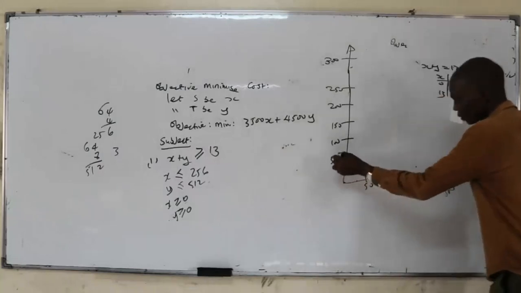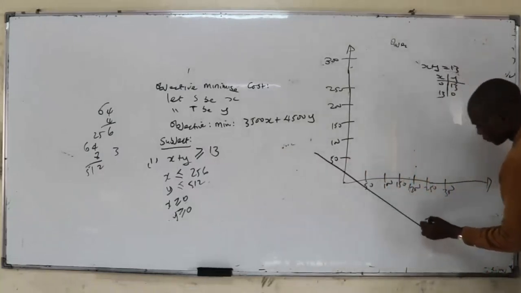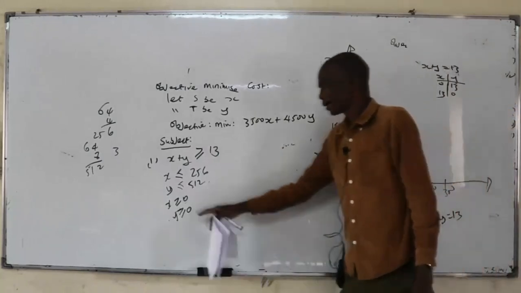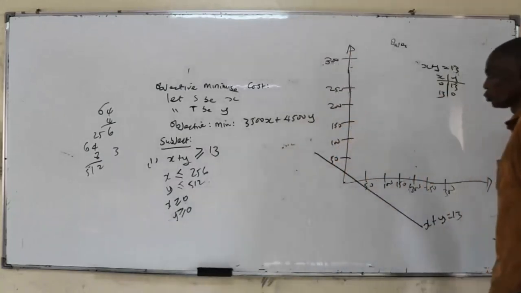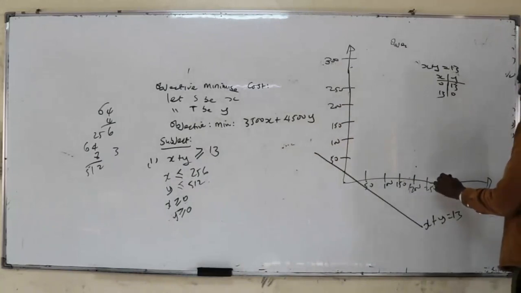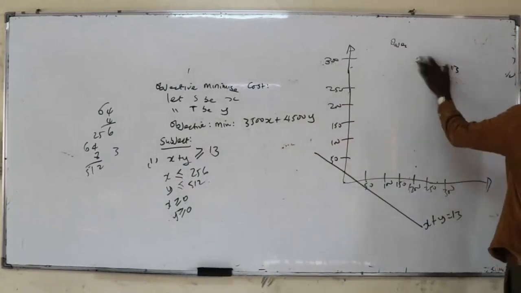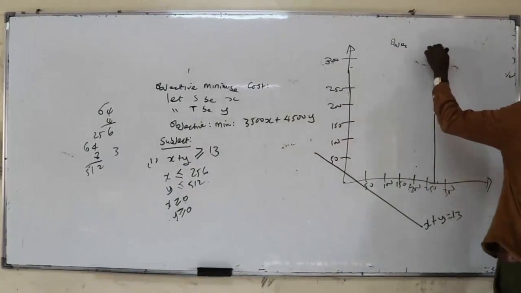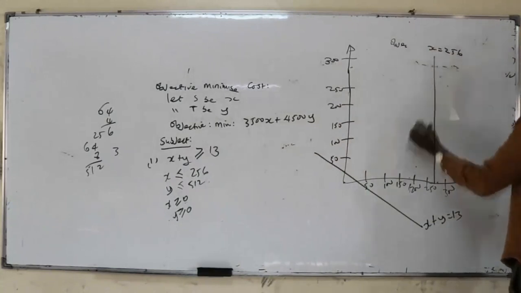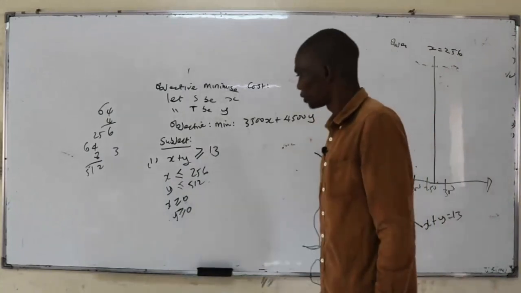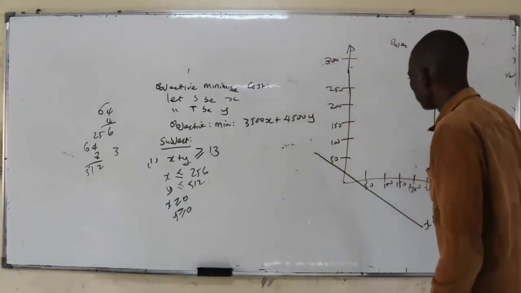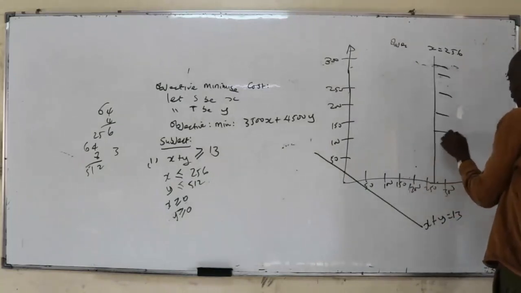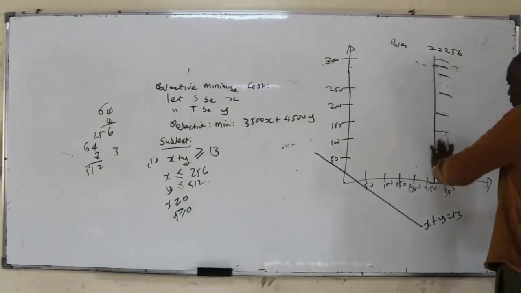So this is what we have. X plus Y is equal to 13. Then X should be less than or equal to 256. So that's now just a straight line. So 256 is somewhere there. And this is the line where X is equal to 256. And Y should be less than that, which means that these are the unwanted region, because it should not be more than that.